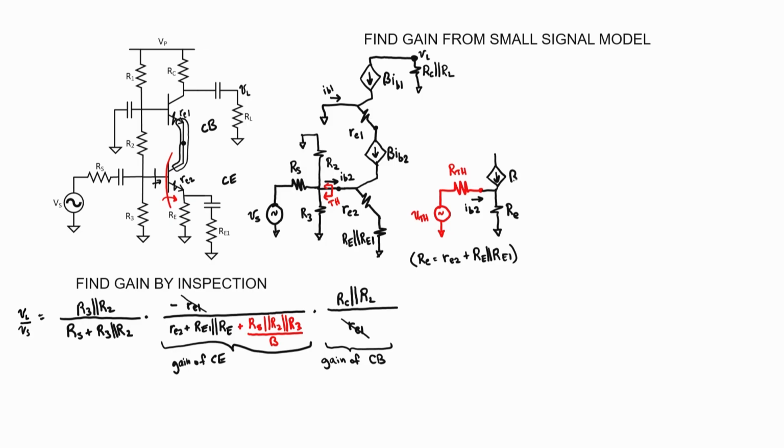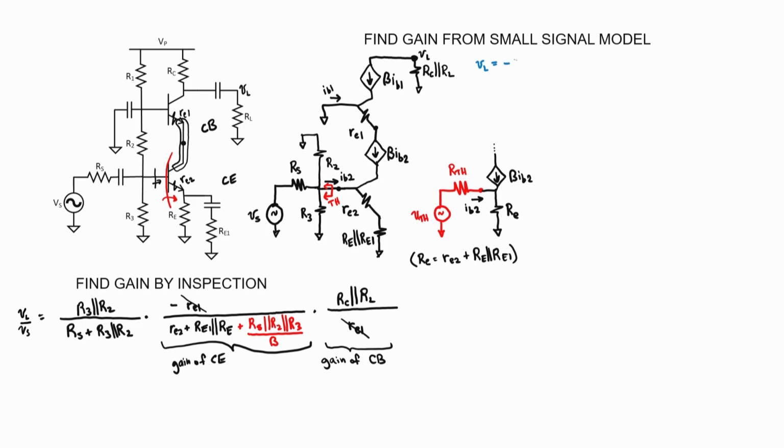We now have beta IB2 being pulled through the circuit by transistor 2. We now nearly have enough information to solve the circuit, so I'm going to start writing equations. First, let's look up here at our load. I want to apply Ohm's law across this resistor.